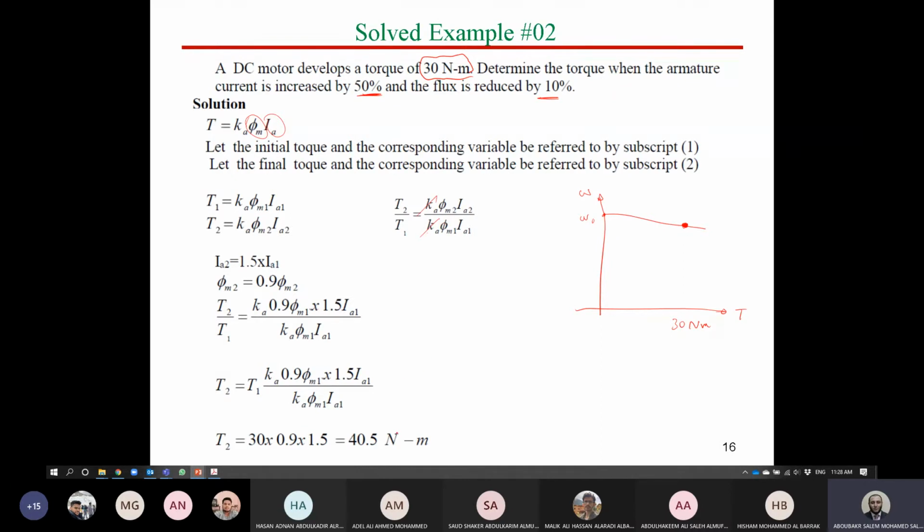So it's expected to have a higher value of torque if you increase the current by 50% and reduce the flux by 10%. Of course, reducing the flux, if we decrease the value of IF, what do you expect the shape of the new characteristic to be? What is the effect of reducing the flux on no load speed? Is it going to increase or decrease?